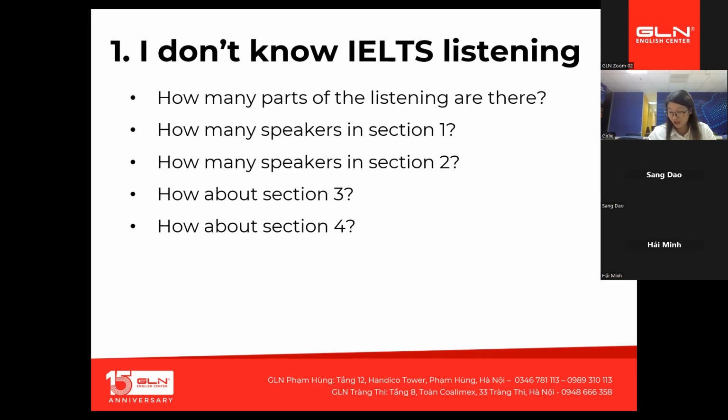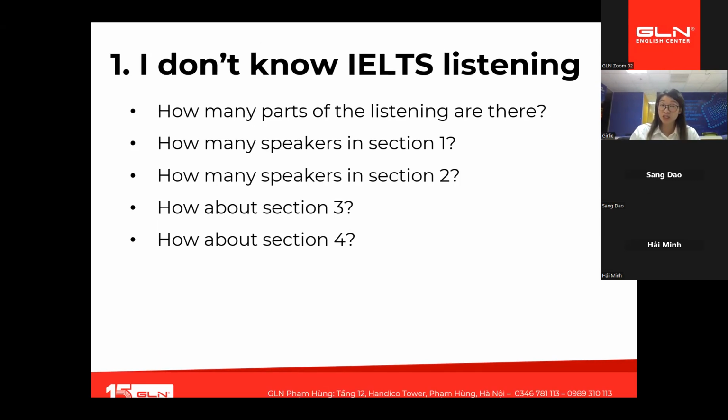If you remember, I showed this one a while ago. In the IELTS listening, there are 4 parts. How many speakers in section 1? Section 1 is a conversation, so there are 2 speakers. Section 2, there's 1 speaker only. In section 3, there are 2 or more.